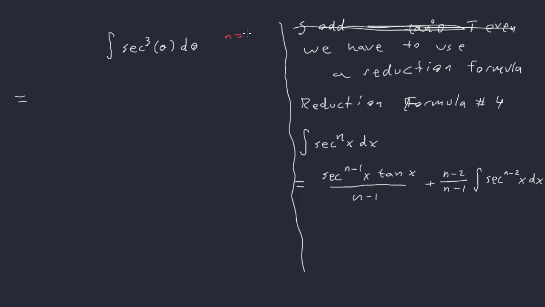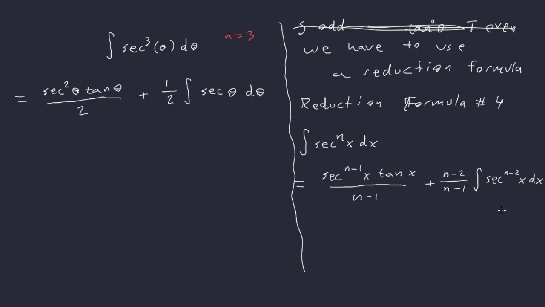So in this case, our n is 3. Applying this reduction formula, it will be secant to the n minus 1, so that'll be secant squared of x, and in this case, sorry, we're using theta, times tangent theta, all over n minus 1, which is 2, plus n minus 2, which will be 1, over n minus 1, which will be 2. So it'll be 1/2 times the integral of secant to the n minus 2, so secant to the 1, just secant theta d theta. Okay? So we've simplified this quite a bit.